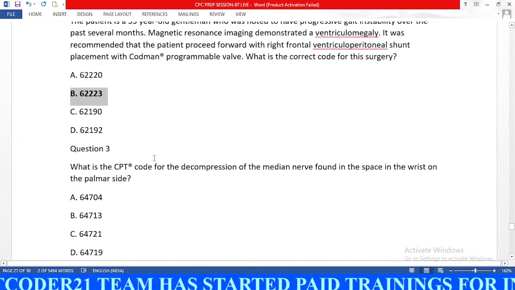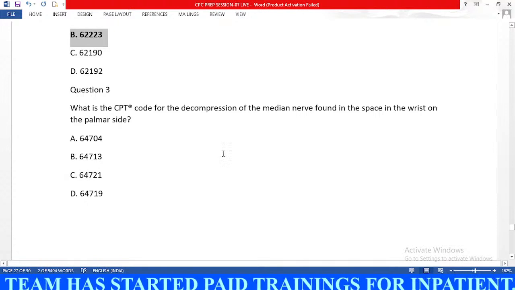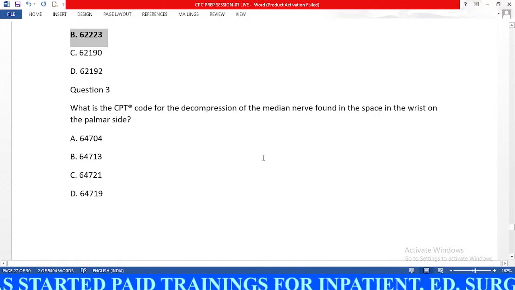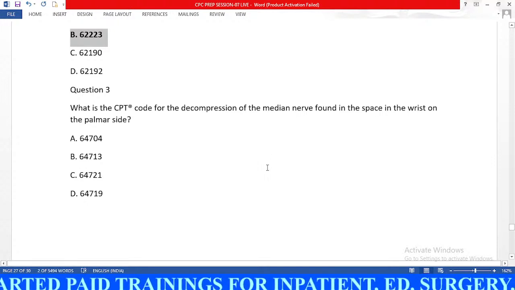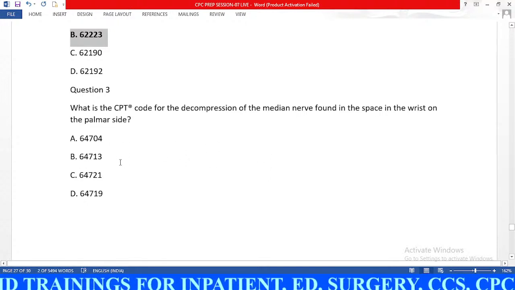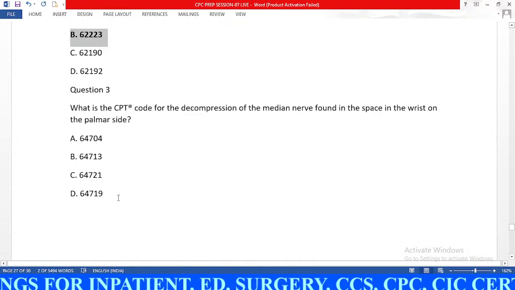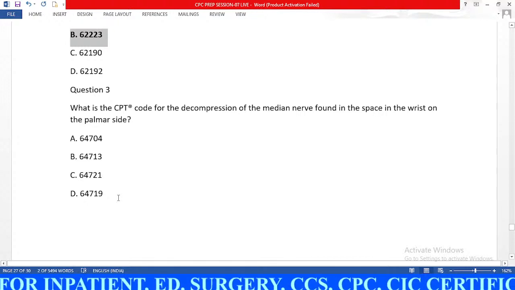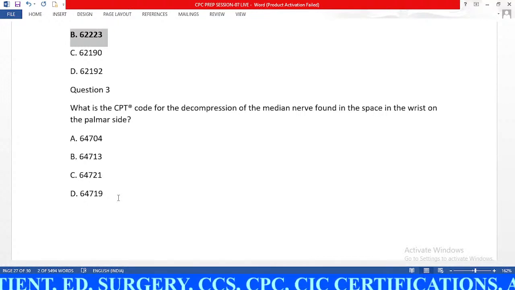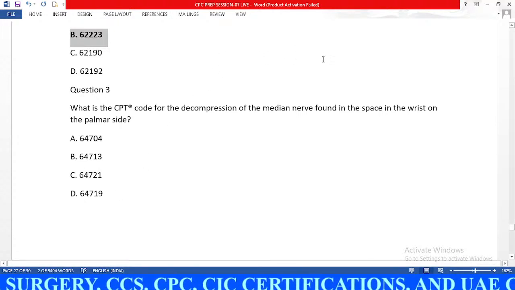Okay guys, we will go ahead with the third question. Question 3. What is the CPT code for the decompression of the median nerve found in the space in the wrist on the palmar side? A 64704, B 64713, C 64721, D 64719. So now it is 9:58. We will start discussing the answer at 10:01. Start searching guys.